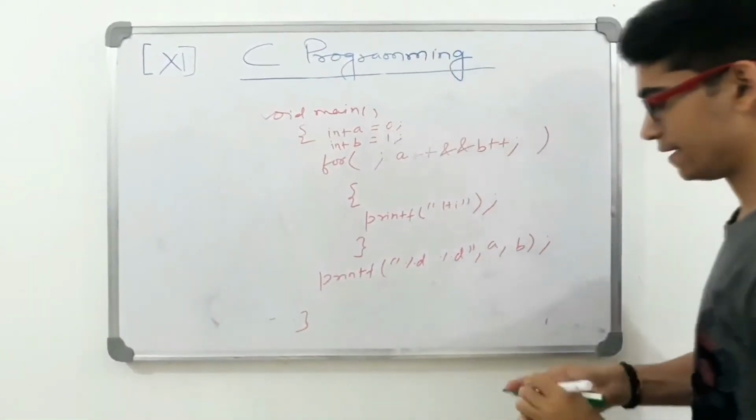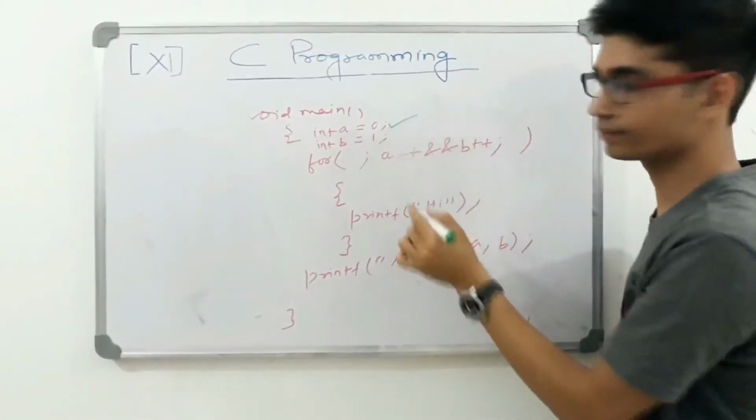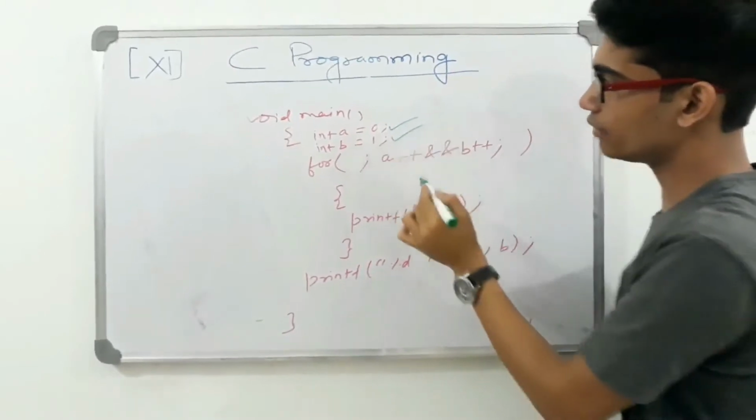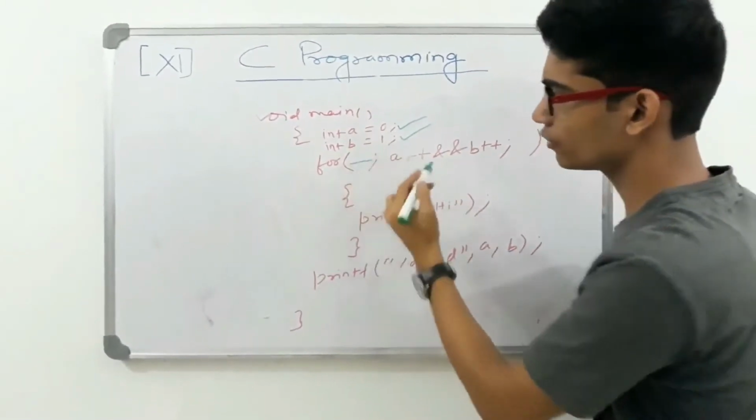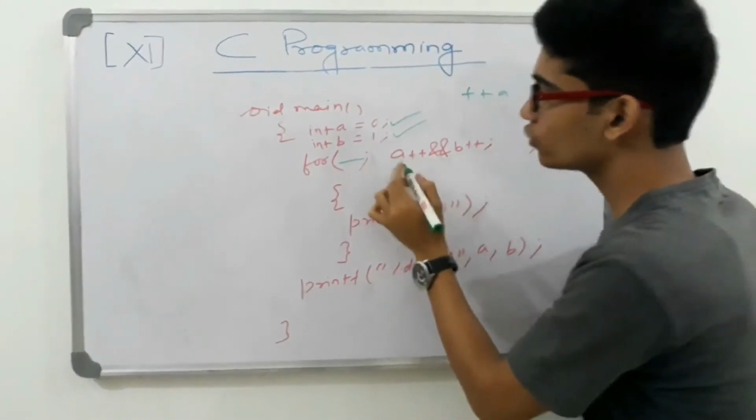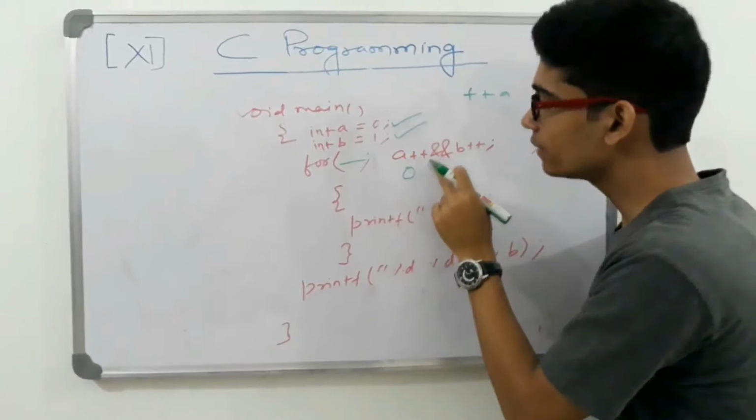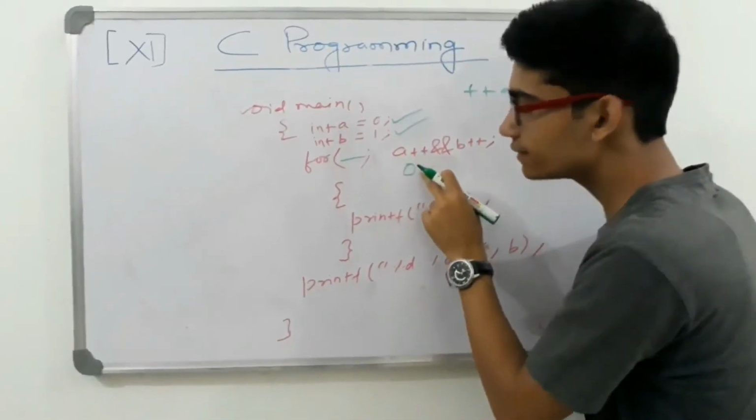Okay, see, a is initialized to the value 0, b is initialized to the value 1. This is empty, no problem. So this is post increment. Okay, so what value will come? 0 will come here. Okay, 1 will not come. Why? Because first the value is assigned in post increment.